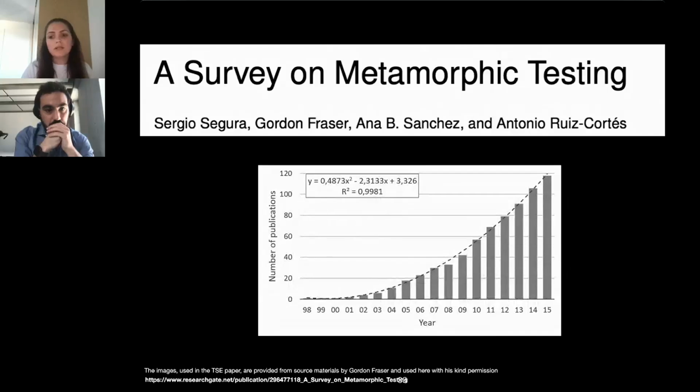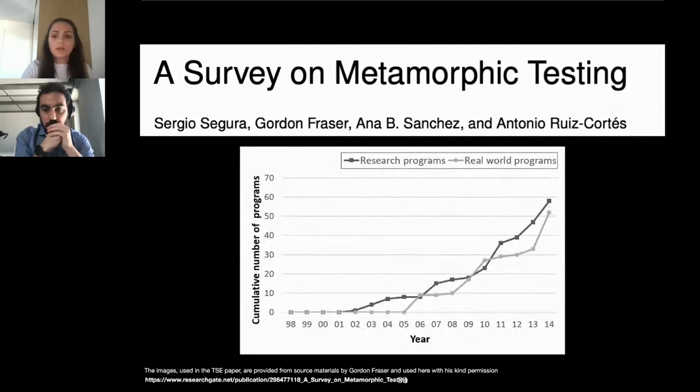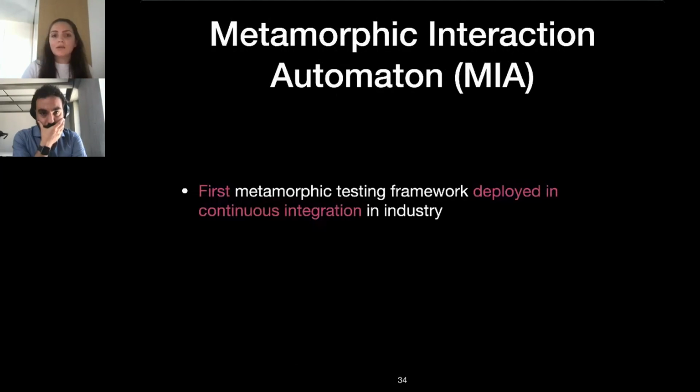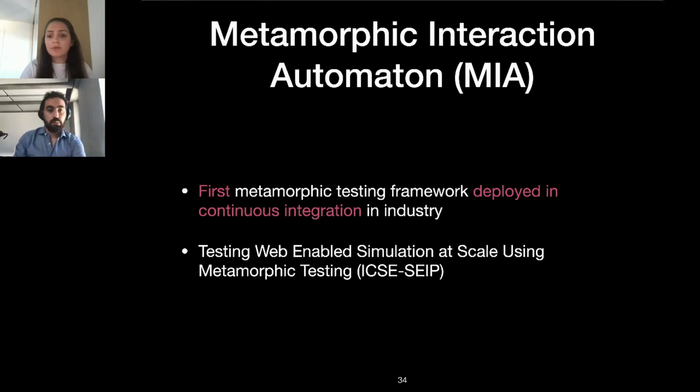It is very interesting to see that over time, the interest and the publication on metamorphic testing increase. And since 2005, the trend of research programs used in the published articles and real-world programs used in the published articles seem to be following the same growth trend. That being said, we are very happy to share that our team has the first metamorphic testing framework deployed in continuous integration in industry. And we published a paper at ICSE, at the SEIP track, on the metamorphic testing that we are doing for the web-enabled simulations.